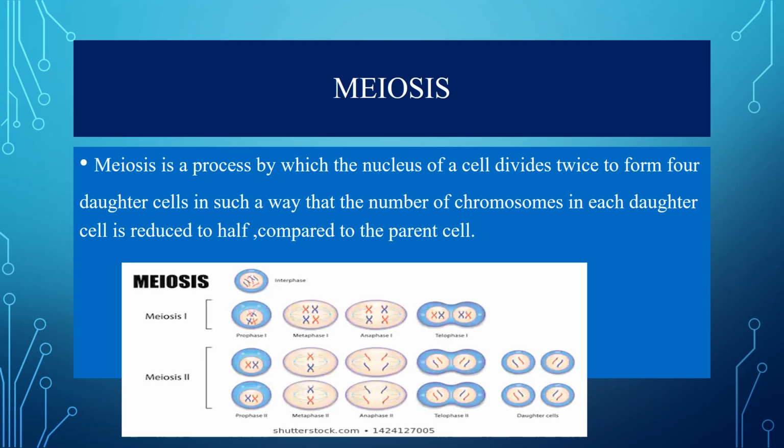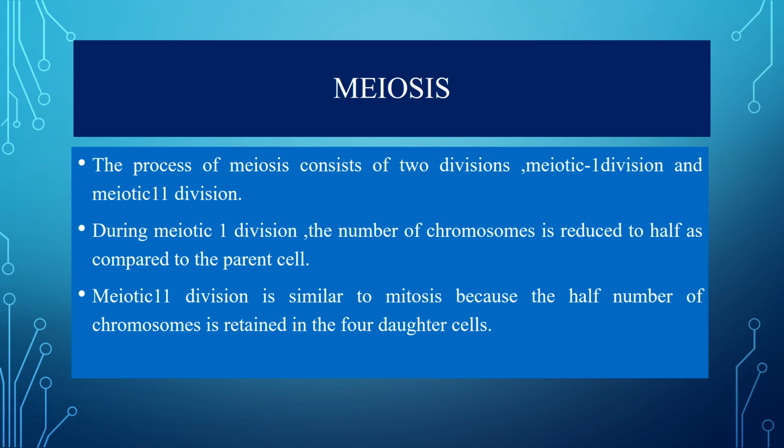Three basic differences. The process of meiosis consists of two divisions: meiotic 1 division and meiotic 2. They have not given all the details: prophase, metaphase, anaphase, telophase. Simply written that the meiosis has two divisions: meiotic 1, meiotic 2. In meiotic 1 division, the number of chromosomes is reduced to half as compared to the parent cell, and meiotic 2 division is similar to mitosis because the half number of chromosomes is retained in the four daughter cells. Clear? So this one is about the meiosis.